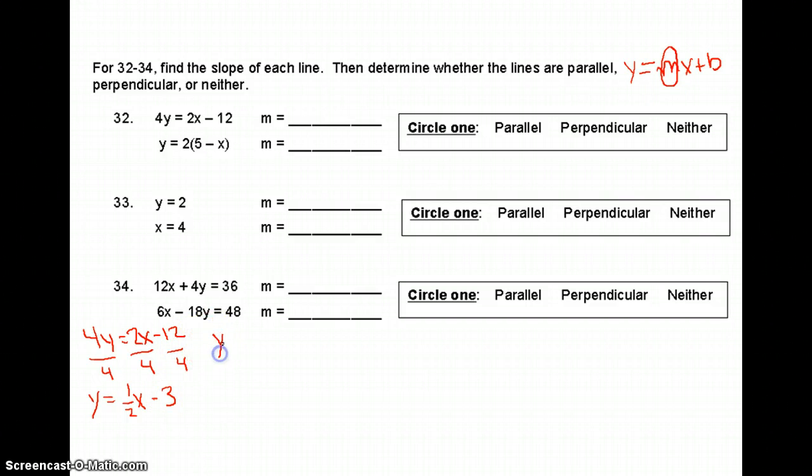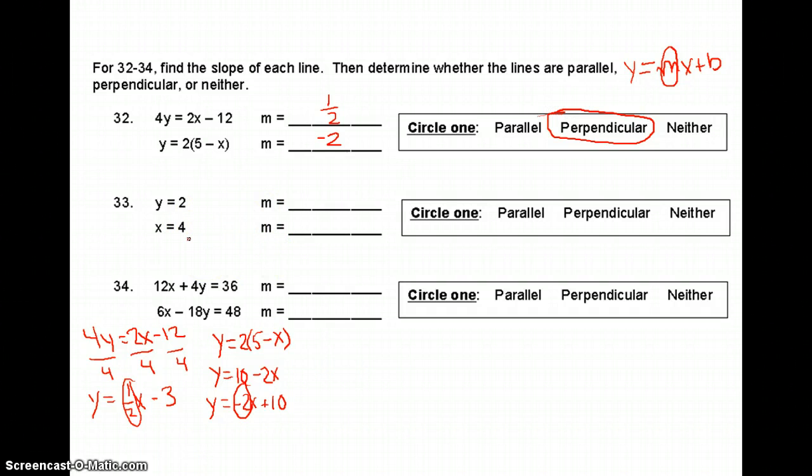Then we've got y equals 2 parentheses 5 minus x. Distribute that, gives me y equals 2 times 5 is 10, minus 2 times x is 2x. Slope-intercept has the x first, so I'm going to switch that around. Y equals, bring the negative 2x over here, and that's a positive 10. So our slopes are 1/2 and negative 2. So the slope of the first one, 1/2. Slope of the second one, negative 2. Opposite reciprocals, they are perpendicular.